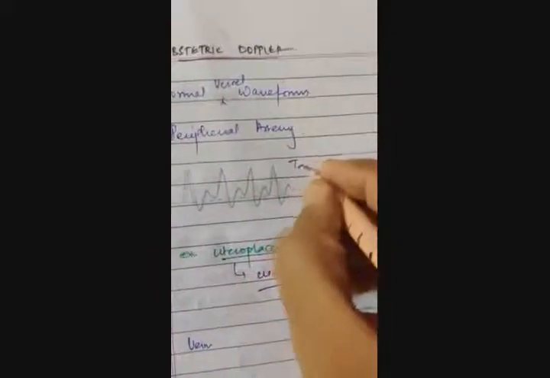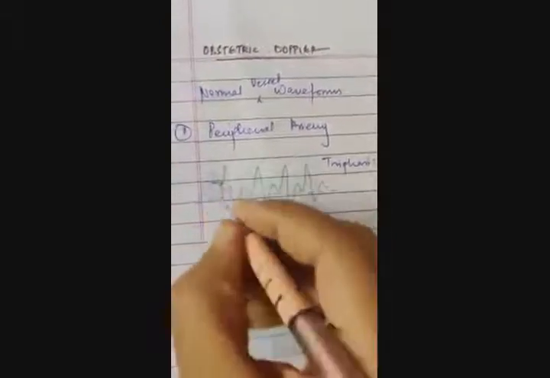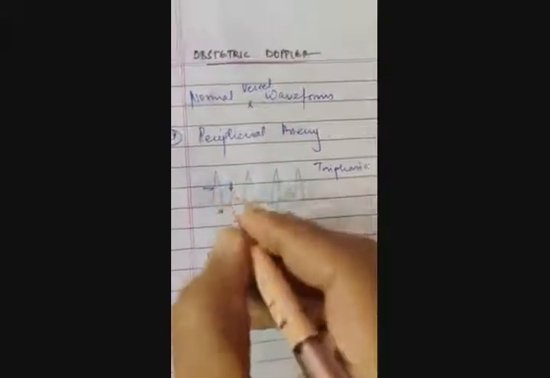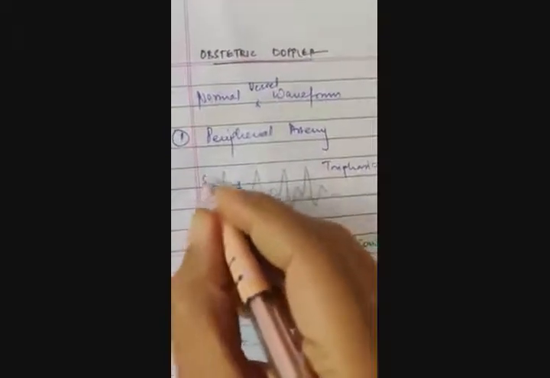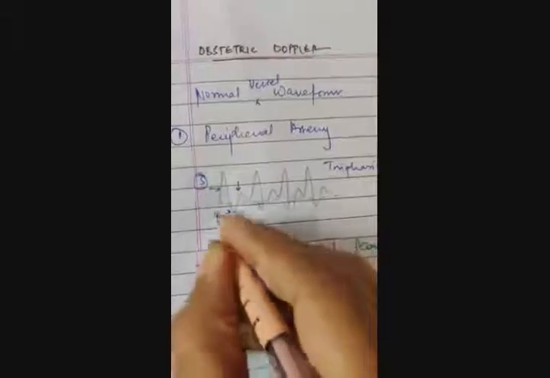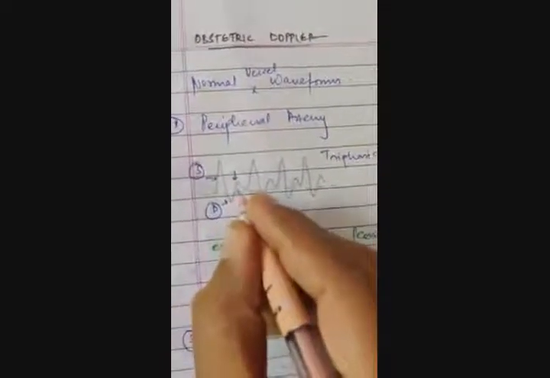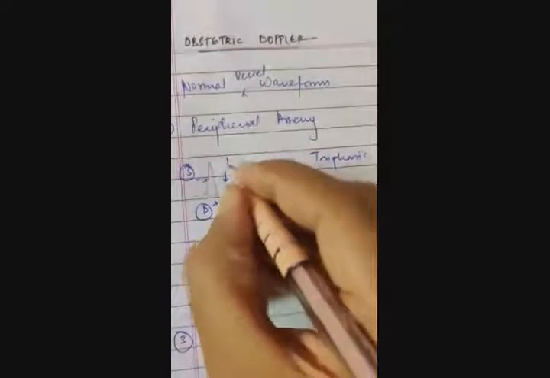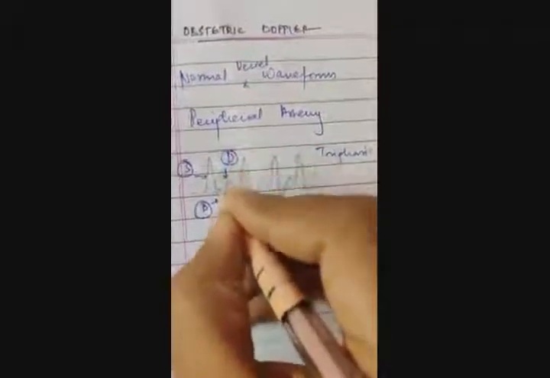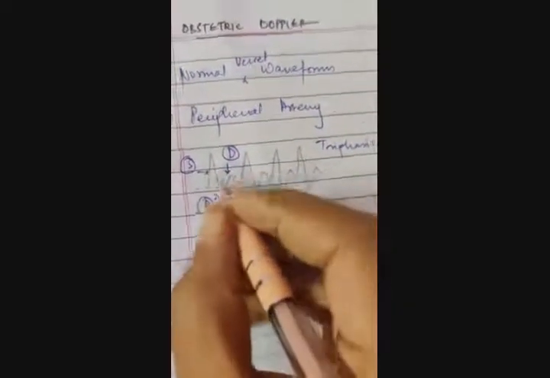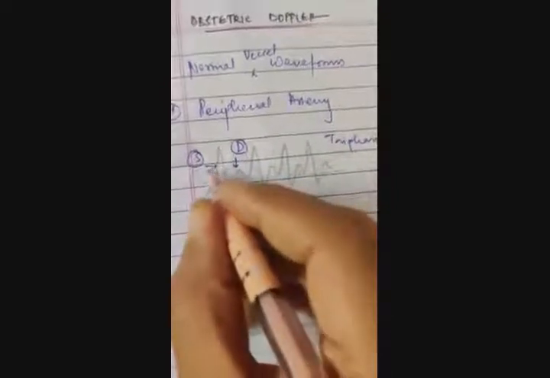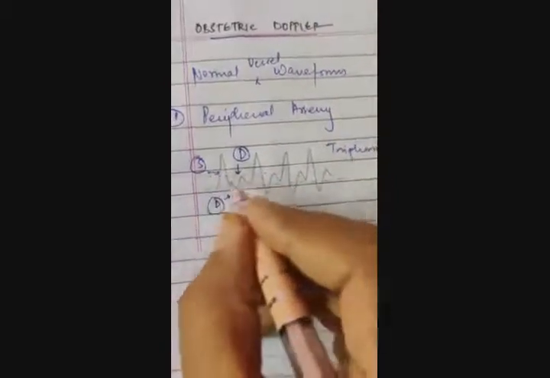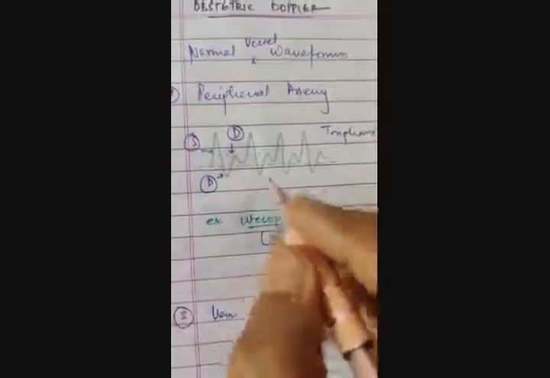All right. So what you see here is a triphasic waveform. Triphasic why? 1, 2, 3. This is the systolic peak. This is the early diastolic backflow, and this is again the late diastolic forward flow. All right. So if I have to take out the mean for these, maybe somewhere here would be the mean forward flow in this particular vessel. This is normal.